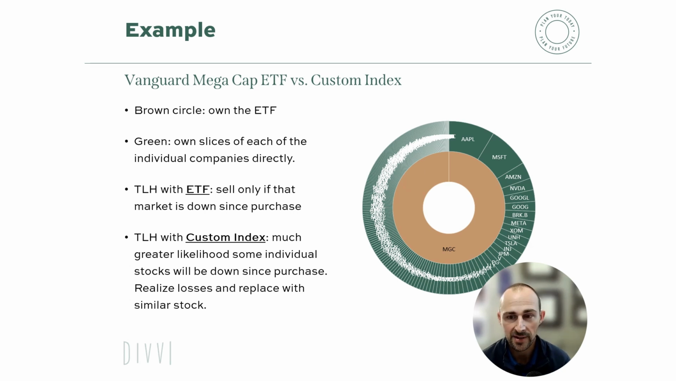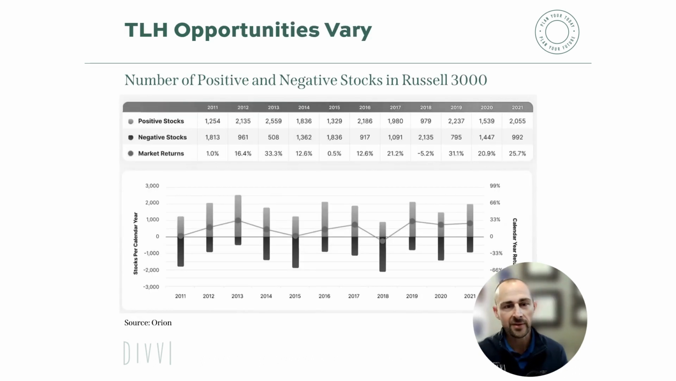With custom indexing, you have hundreds of options. You're going to see here in one of the next slides just how many stocks on an average year are down, even when the market in general might be up. So that mega cap ETF might have a return of 10%, but there could be dozens, if not hundreds of stocks that have poor performance during the year, giving you more flexibility and more opportunities to realize some of those losses over the course of the year. This is that chart that I mentioned.